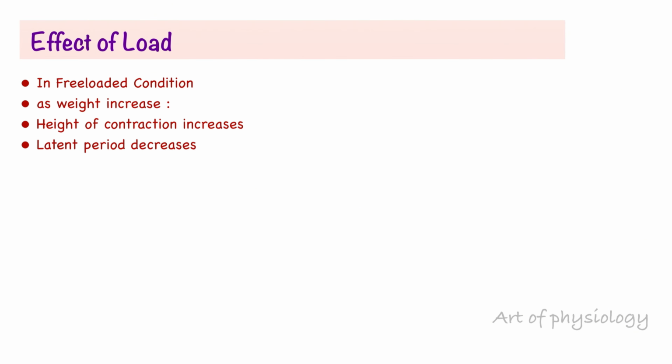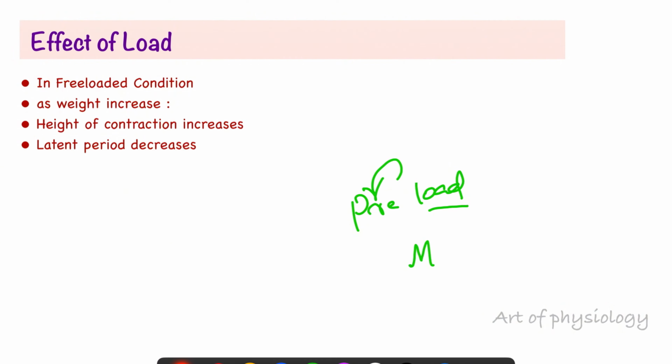Now the last graph, that is the effect of load. Here we have to take the effect of preload and also the afterload. What is meant by preload? Pre means before. So what is preload? We are giving the load before muscle contraction, so there will be stretching of the muscle. This is the normal muscle, and this muscle will be stretched if we are giving preload.